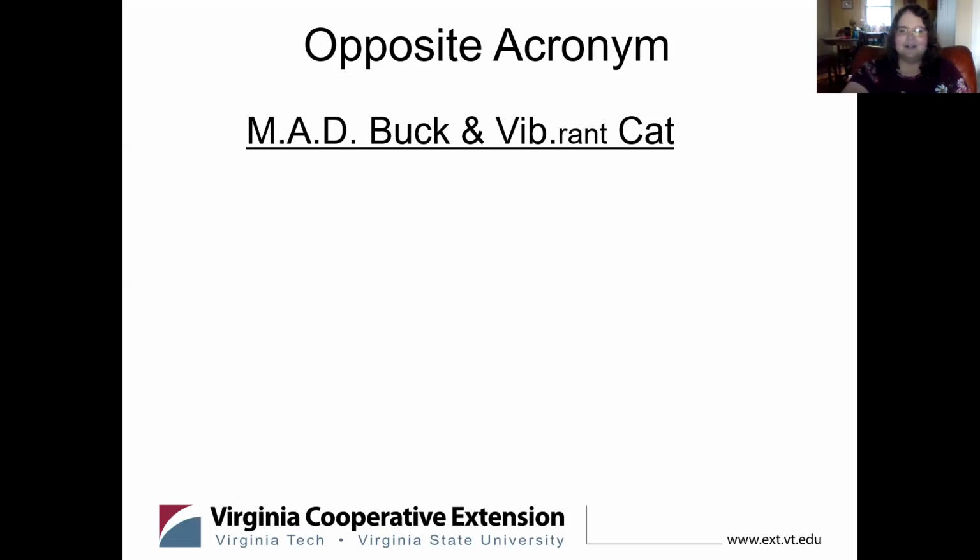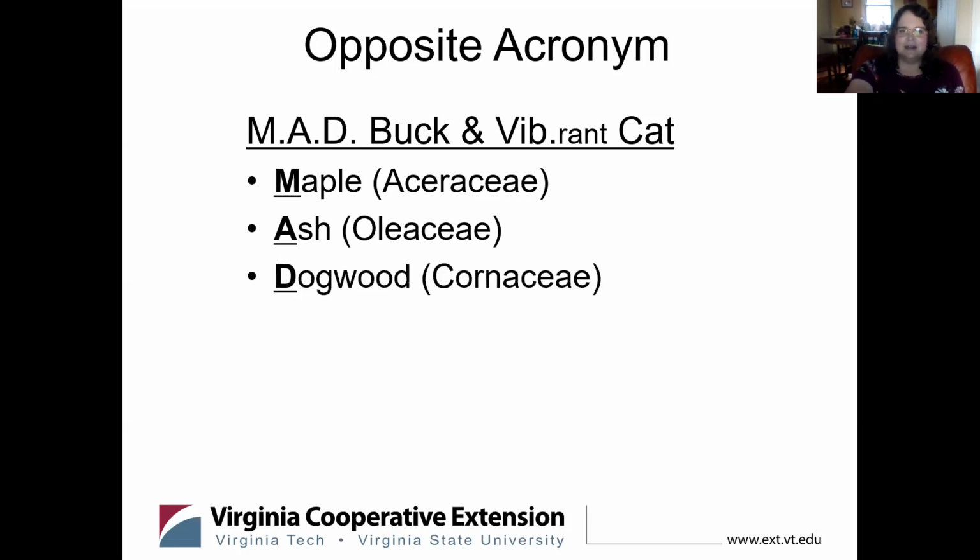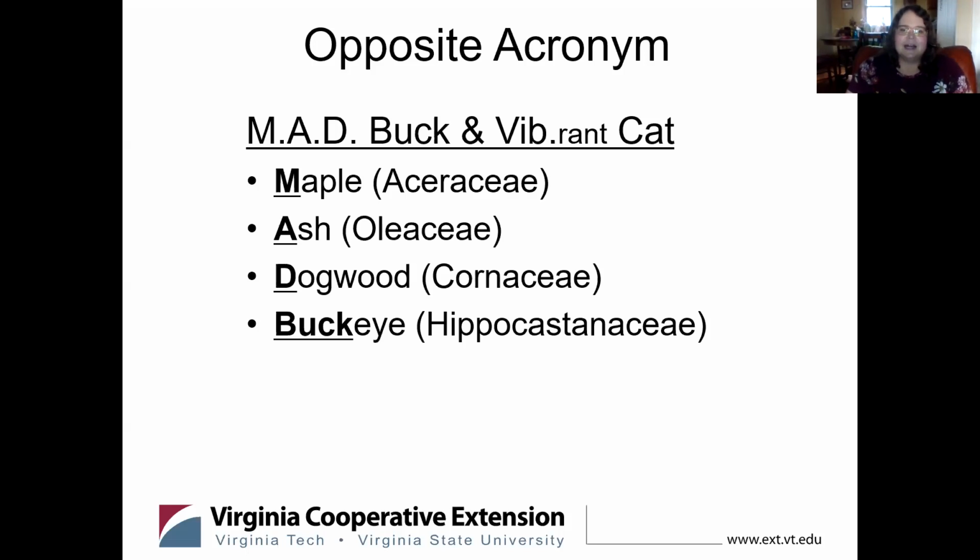I revealed maple already, but MAD BUCK and VIBRANT CAT. It is a good acronym to remember different oppositely noded plants. So the M, of course, stands for maple, or Acer, Aceraceae. A stands for ash, Oleaceae, so that's the olive family. Dogwood is what stands for D, and that's Cornaceae family. Buck comes from Buckeye, and that's Hippocastanaceae family.